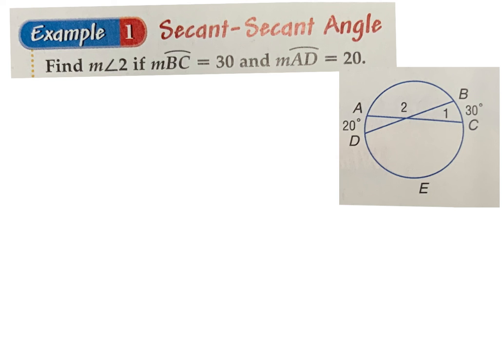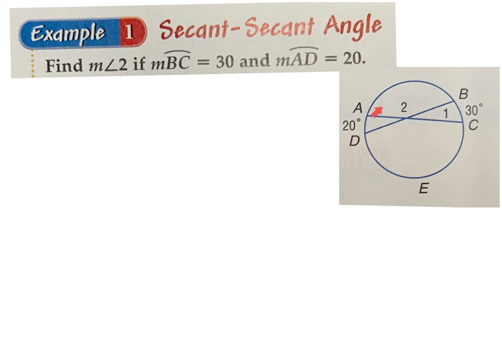Find the measure of 2 if the measure of BC is 30 and AD is 20. All right, so there are a couple ways you can do this. They want 2. We have exactly what we need to solve for 1, right? We're going to add these 2 and cut it in half. We'll get 1. 1 is supplementary to 2. Those are linear angles, right? So once I find 1, I can subtract from 180 and get 2.